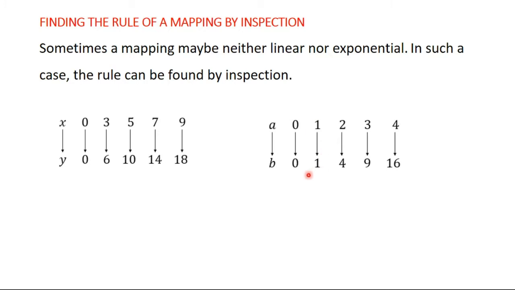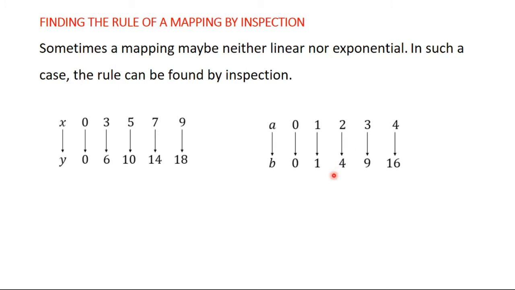Let's check and see for the codomain. Between 0 and 1, the difference is 1. But between 1 and 4, the difference is 3. Between 4 and 9, the difference is 5. So you see, it keeps changing. For it to be linear, the difference between the consecutive elements in the domain must be the same, and the difference between consecutive elements in the codomain must also be the same. So this is not linear.